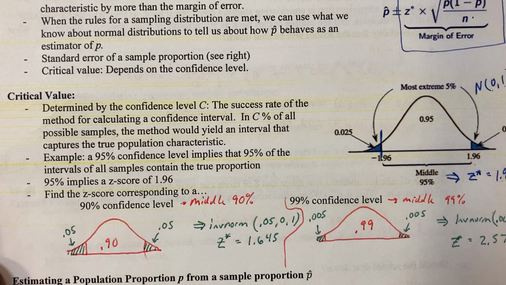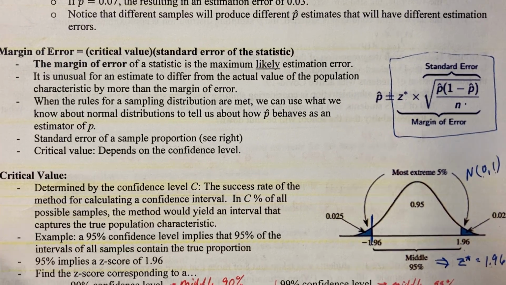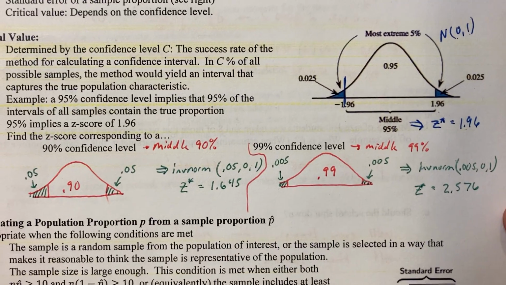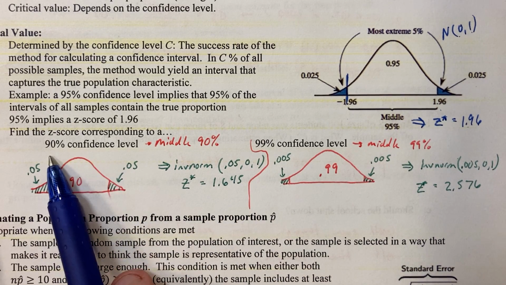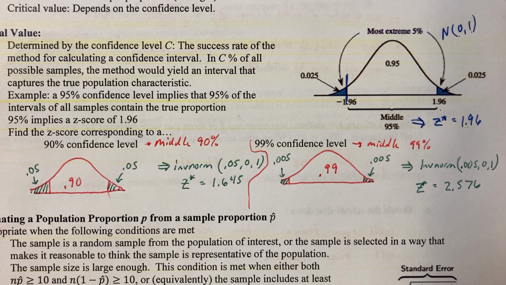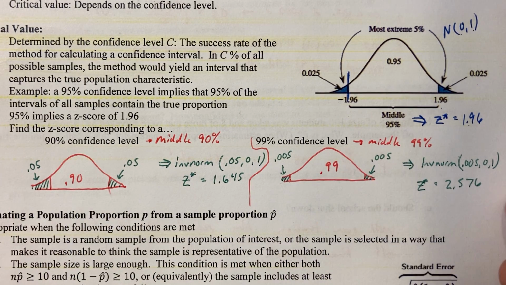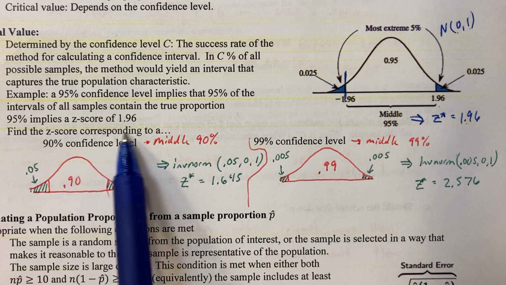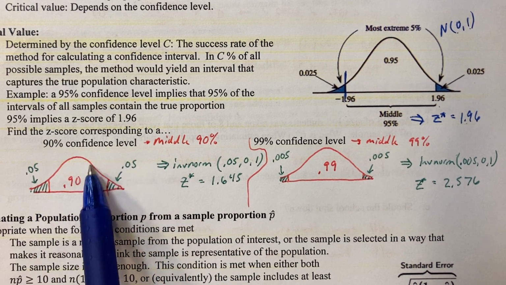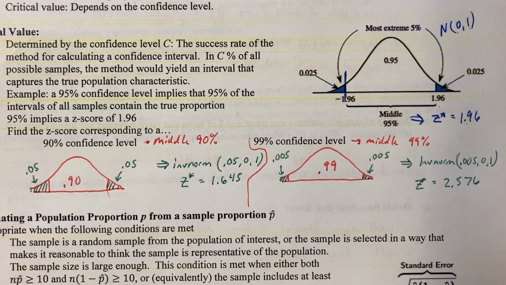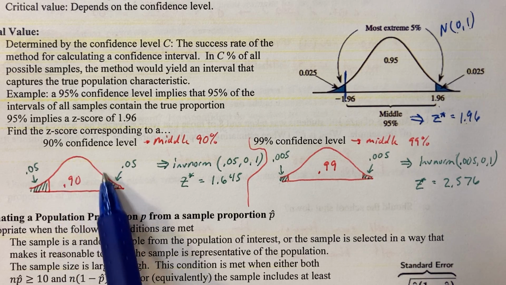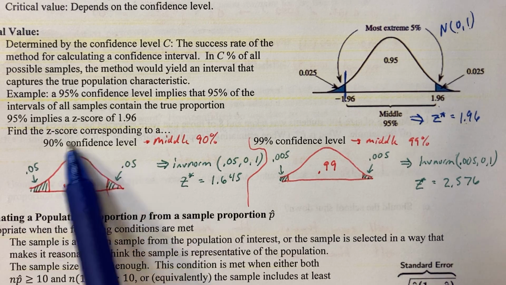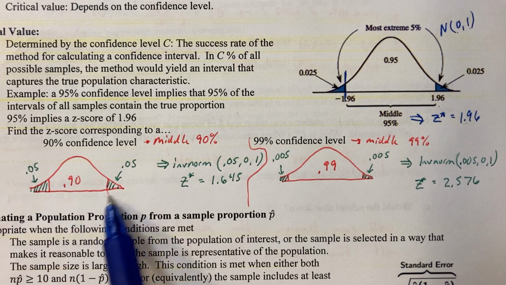All right, so what I want you to do is we're going to do a couple on our own. We're going to find the z critical value for 90% and 99%. So ideally you maybe watch me do this one and then pause it and do the next one on your own. Okay, so find the z-score corresponding to a 90% confidence interval, which means you're going to set up a normal distribution. You're going to do the middle 90%, which means your tails are 0.05 and 0.05. That makes 100% total right here.